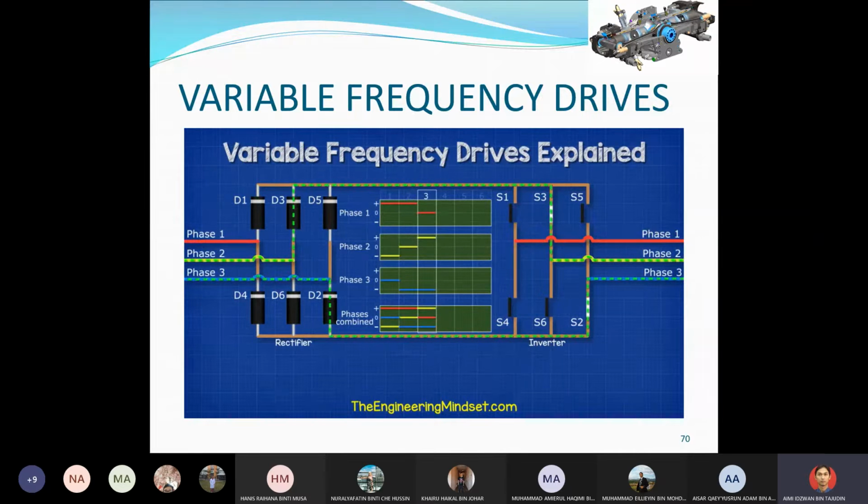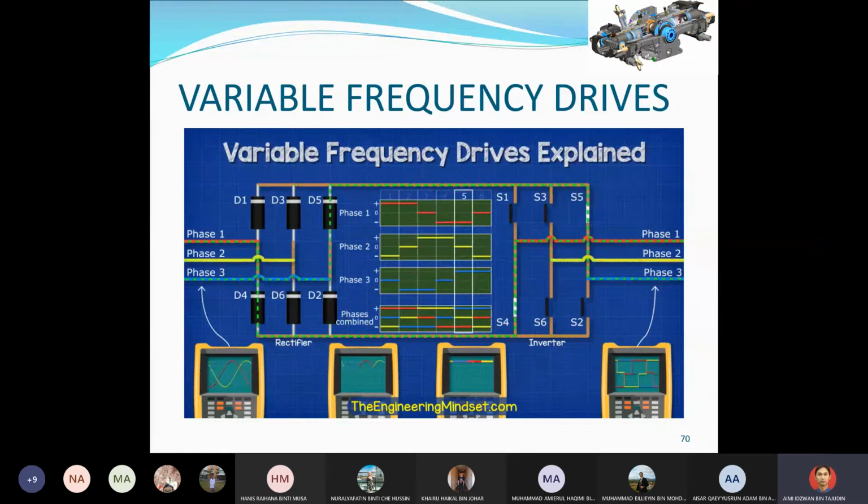Then we close switches 3 and 2. This will give us phase 2 and phase 3. Then we close switches 3 and 4. That will give us phase 2 and 1. Then we close switches 5 and 4, and this will give us phase 3 and phase 1. And finally, we close switches 5 and 6, and this will give us phase 3 and phase 2. This cycle repeats again and again like so.